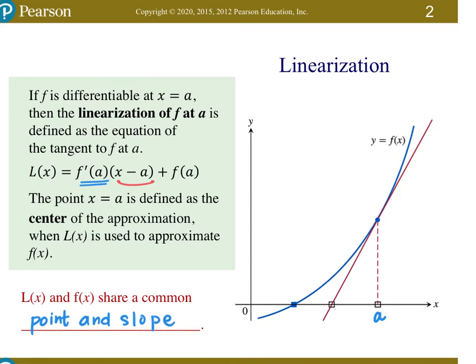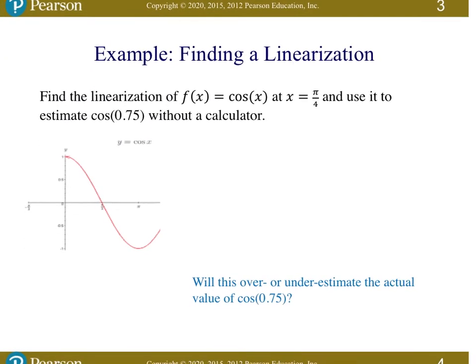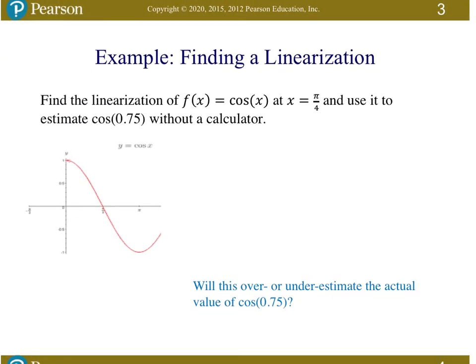So just for review, we are going to find the linearization of the cosine curve at the point pi fourths. Now just for context, the value of pi fourths is 0.785398. And we're going to use this to estimate cosine of 0.75. So 0.75 differs from pi fourths by about 35 thousandths, okay? So let's find our linearization.